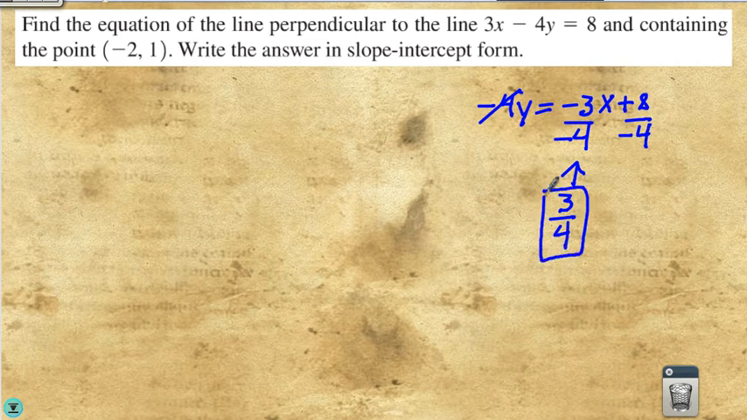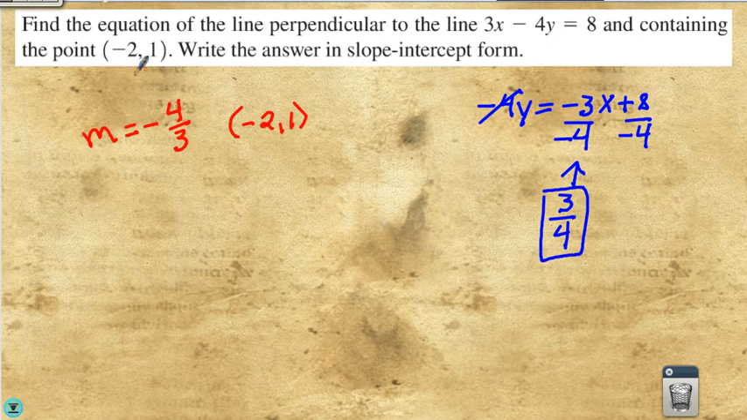From what I told you a while ago, Avery, if I'm looking for a line perpendicular to that, what will my line have a slope of? -4/3. Opposite reciprocals. +3/4, -4/3. And I want my line to pass through this point, -2, 1.